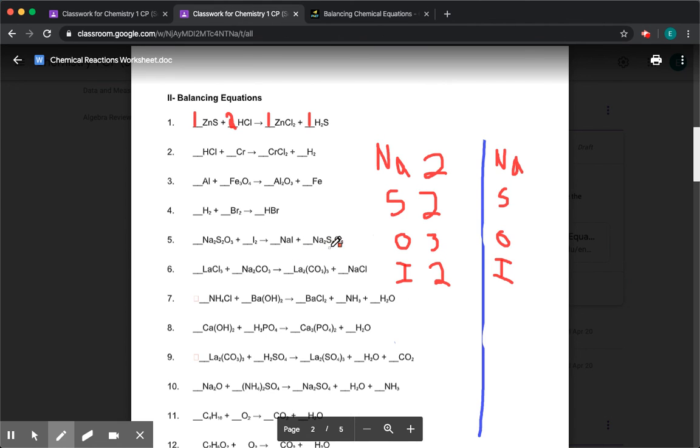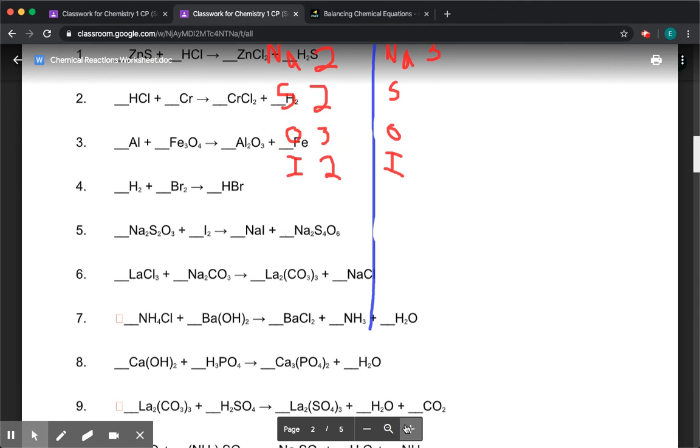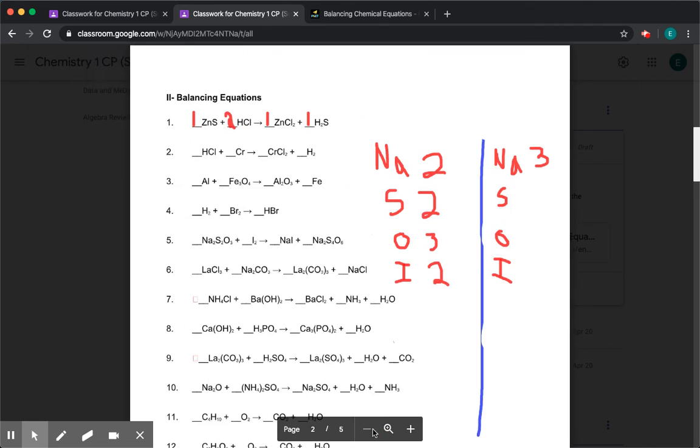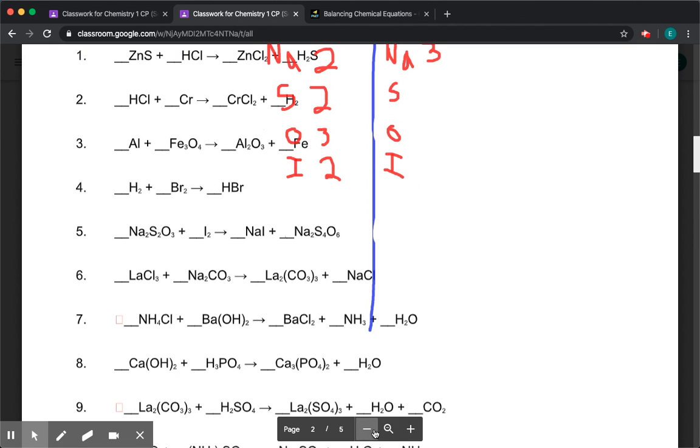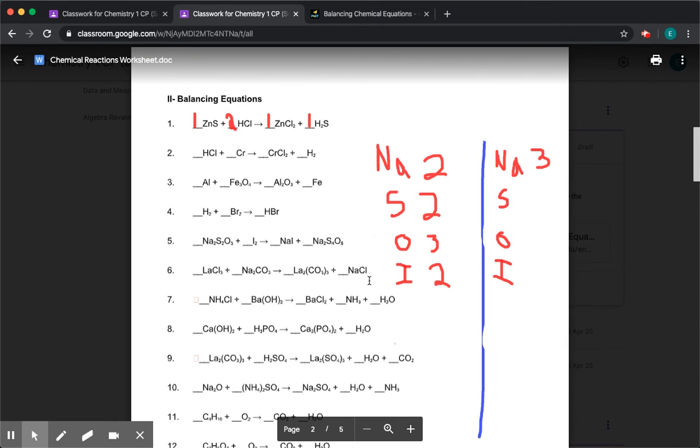On the right, we have 3 total. That's a 4, correct? Let me zoom in real quick on that. That is a 4, right? That is indeed a 4. That is a 6, correct? Yes, 2, 4, 6, 1. Should be a 4, this should be a 6, and this should be a 1. Not an I.